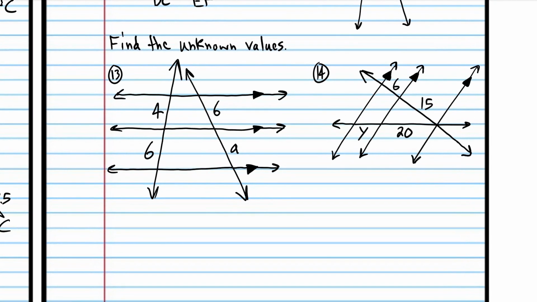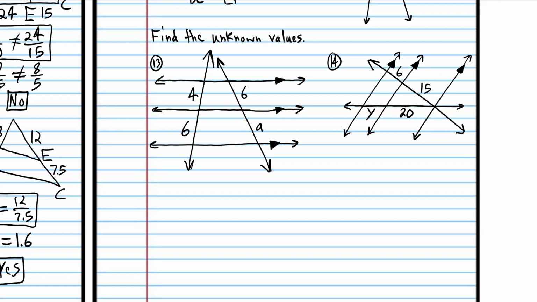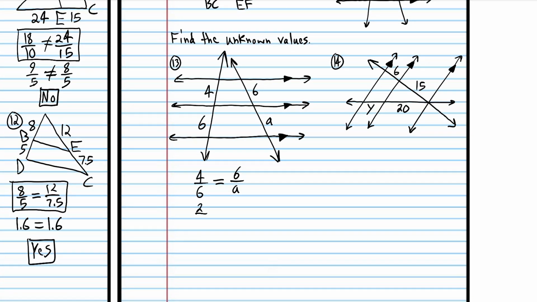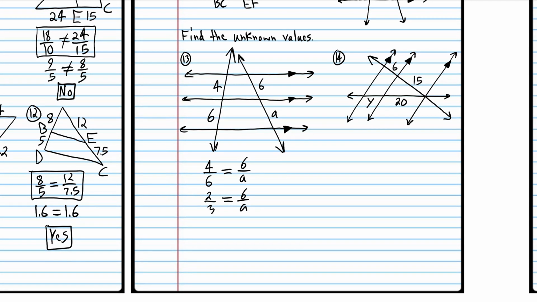So we want to find the unknown values. So it's really easy. Just 4 over 6 is equal to 6 over a. You can reduce 4 over 6 if you want. And by the way, you don't have to reduce. It just makes the numbers easier. Cross multiplication, we have 2a is equal to 18. Divide both sides by 2, and we get a is equal to 9.